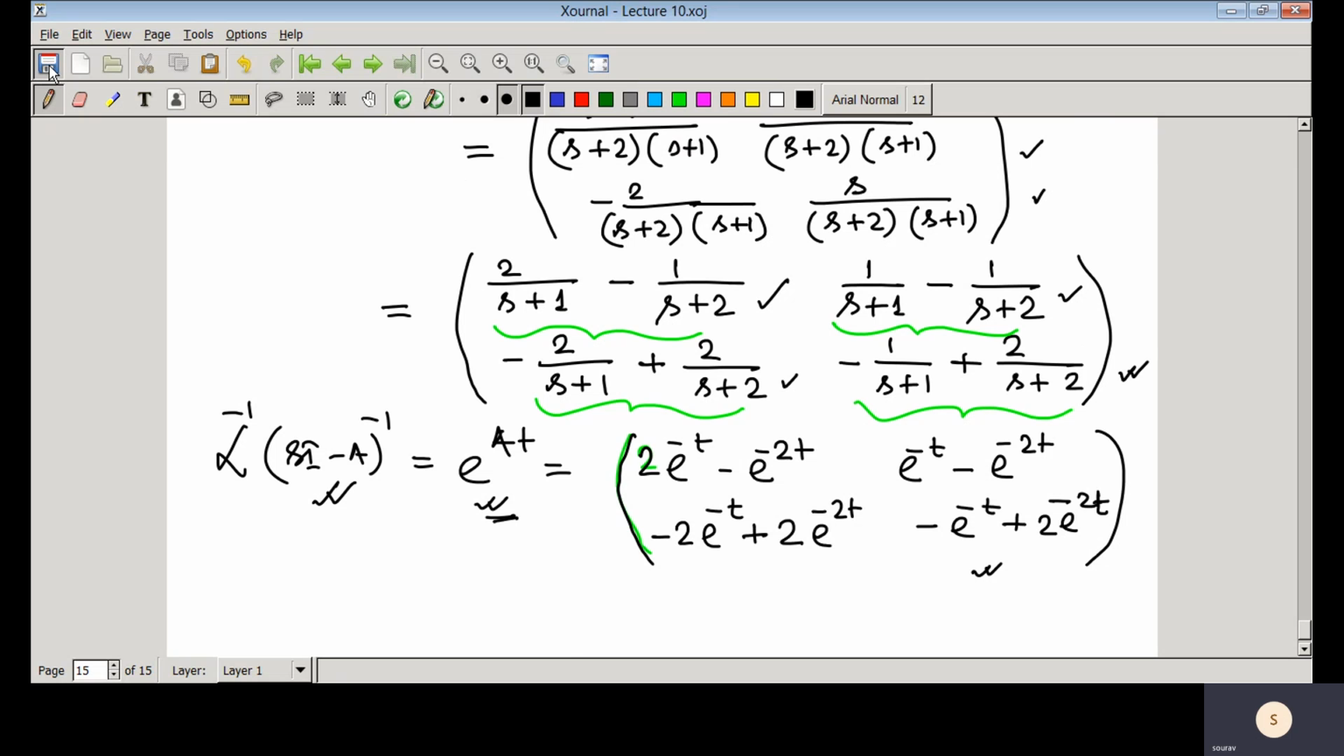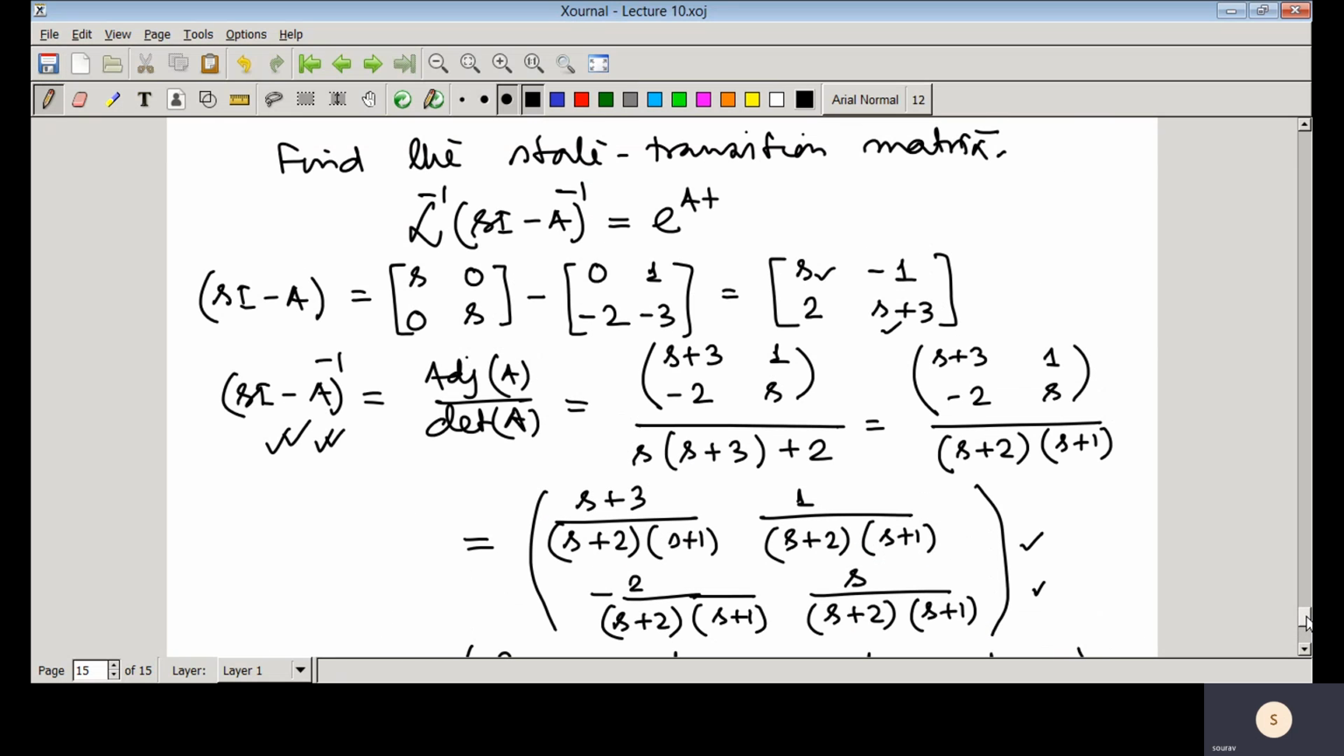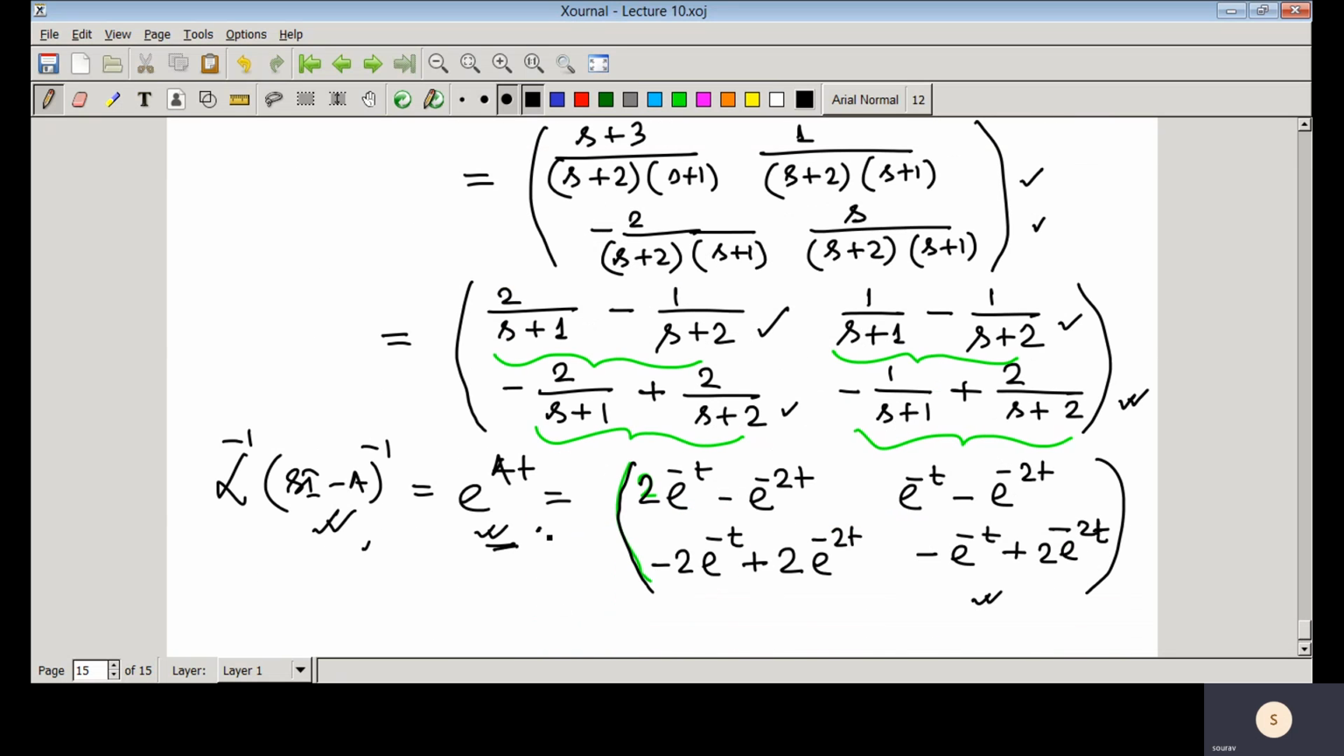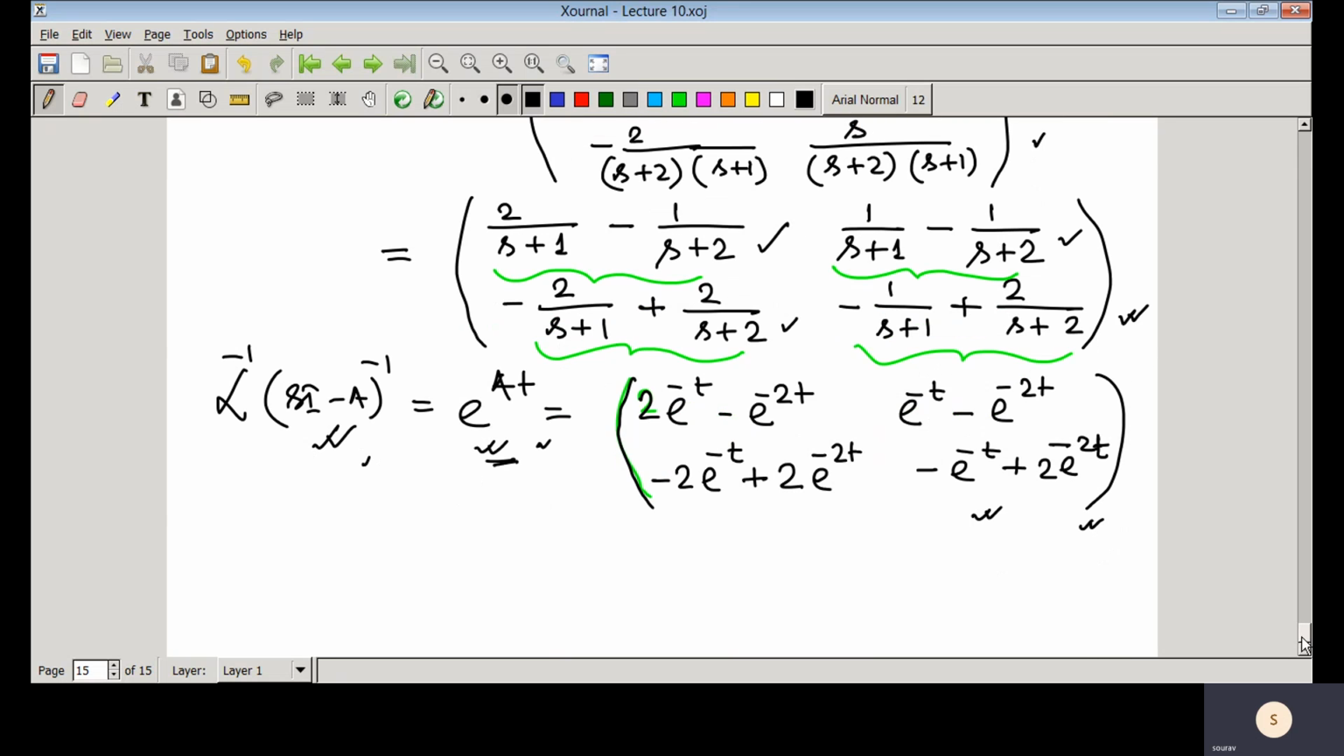And from this example it is clear what (sI minus A) inverse is, and if you take the Laplace inverse of that, you will get the state transition matrix, and it looks like this. Now if you are interested in the state equation, you can see that x(t) equals e to the power At times x(0) plus the integral from 0 to t of e to the power A(t minus tau) B u(tau) d tau.